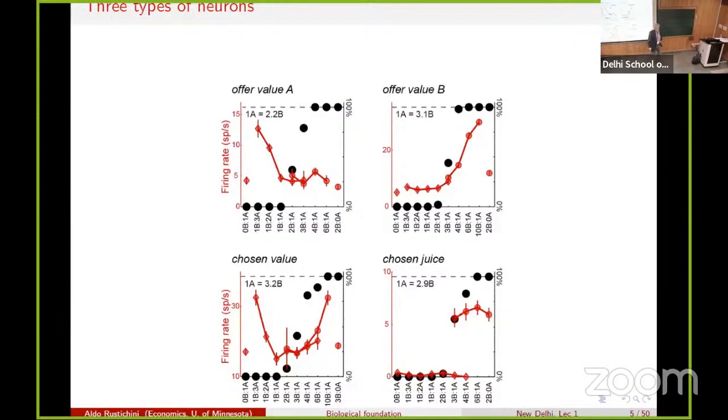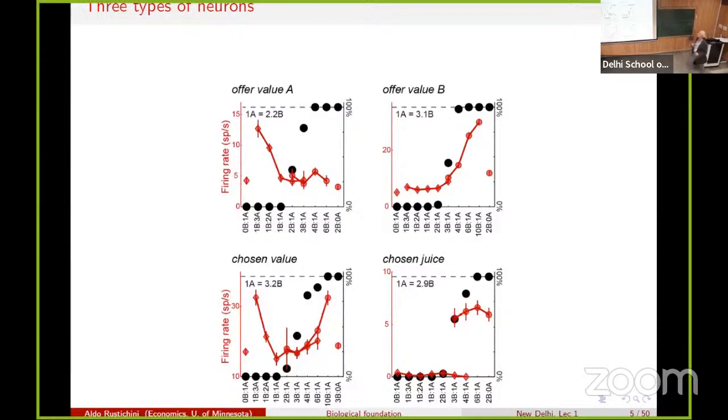But the axes seem the same across the graphs, right? Even for offer value B. What's changing between those 2 graphs? Is it just how much you value A versus B? Oh, the neuron is changing. Okay. There is a part of the brain here. You pick a neuron here, and it will always behave like this. Is that okay? Please ask me a question. I don't want to lose that.